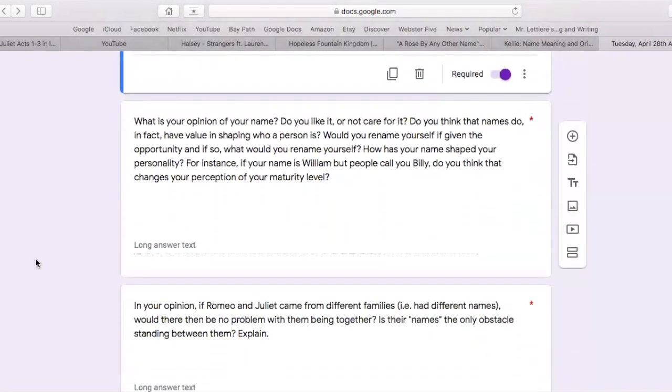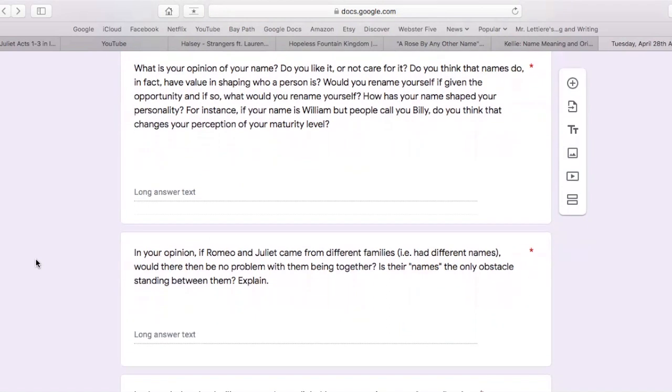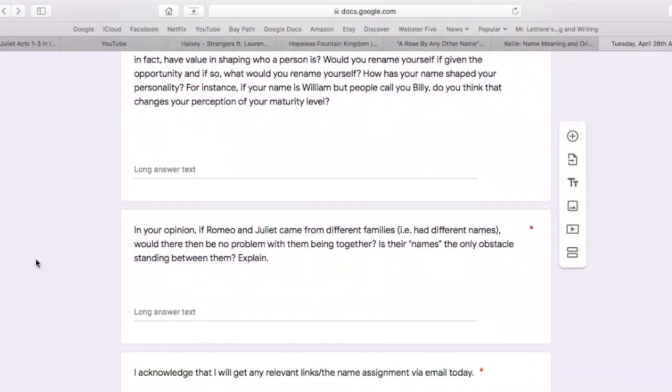And what's your opinion of your own name? Do you like it, not care for it? Do you think that names do have value in shaping a person? Would you rename yourself if given the opportunity to do so? And what would you rename yourself? How has your name shaped your personality? Write a response here.